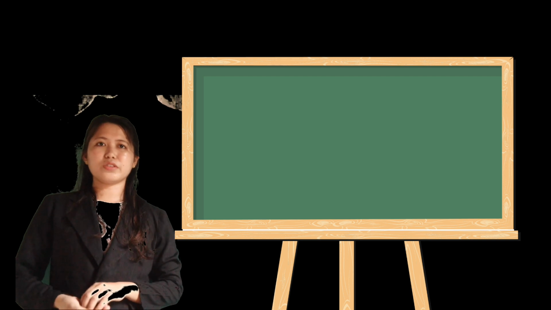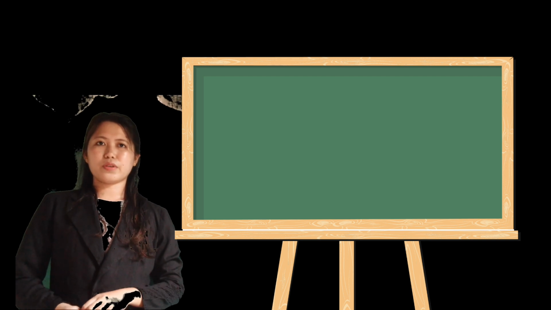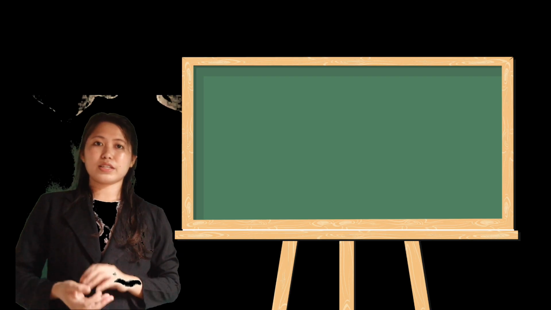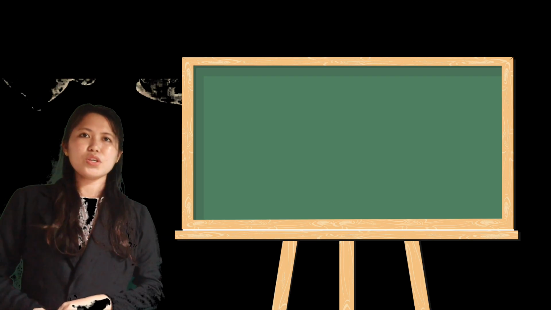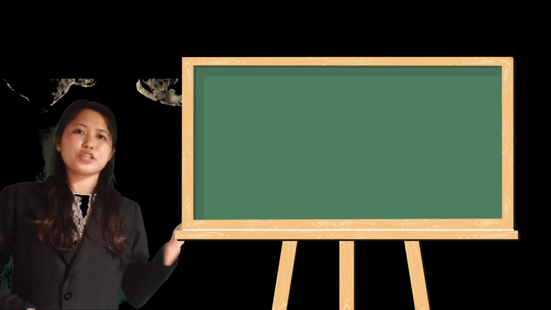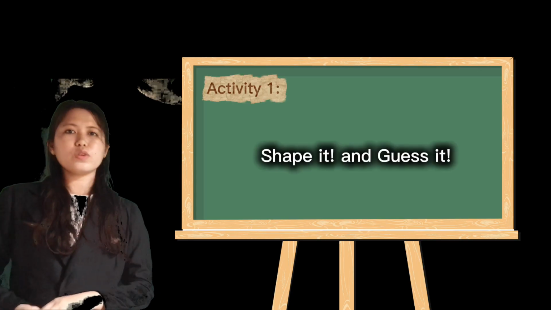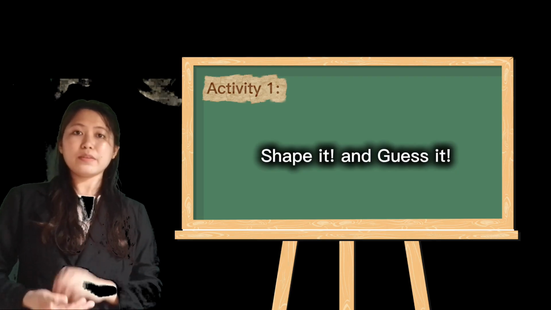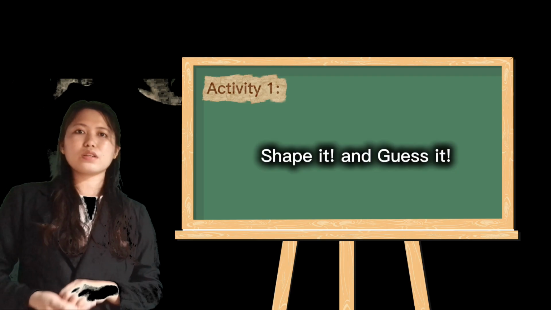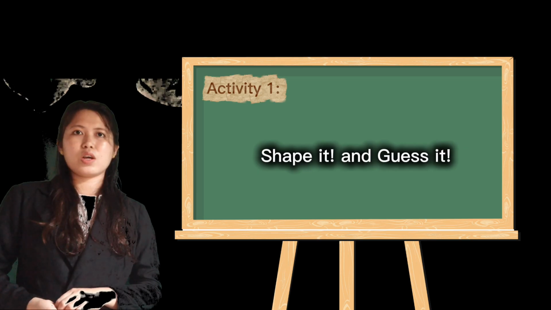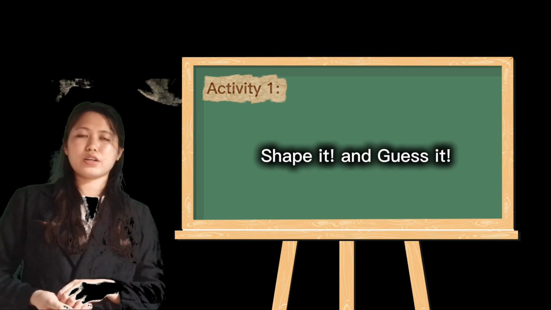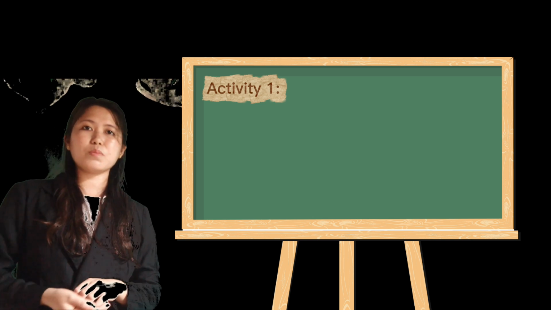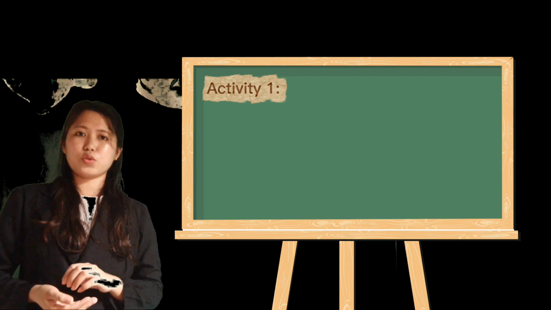Before we start our new lesson, let's have an activity first that will give you an idea of what we're going to tackle this afternoon. The name of our activity is Shape It and Guess It. I will divide you into 3 groups and each group will have an envelope containing cut out pieces of a picture and you will assemble the picture correctly on a sheet of paper. Once you finish, you will guess the name of that picture and what it's used for.